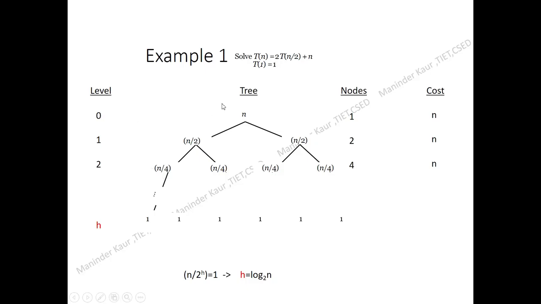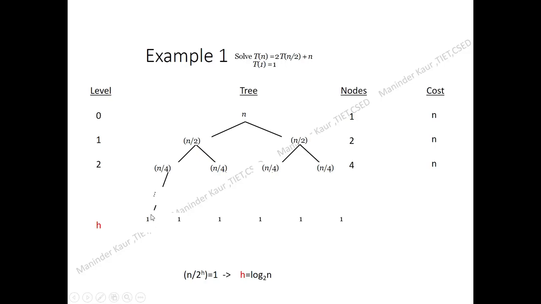For level 0, the value of the node here is n. For level 1, in one branch, the value is n by 2, and we can say n divided by 2 raised to power level, that is 2 raised to power 1. For level 2, the value at one branch is n divided by 2 raised to power 2, that is 2 to the power level. For level h, the value will be n divided by 2 raised to power h.